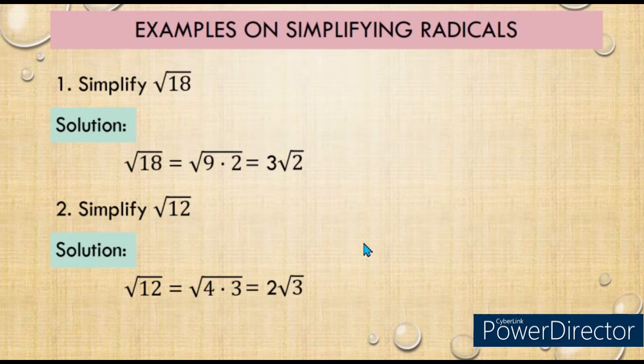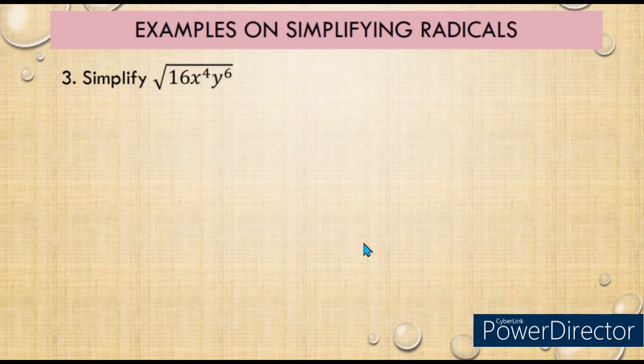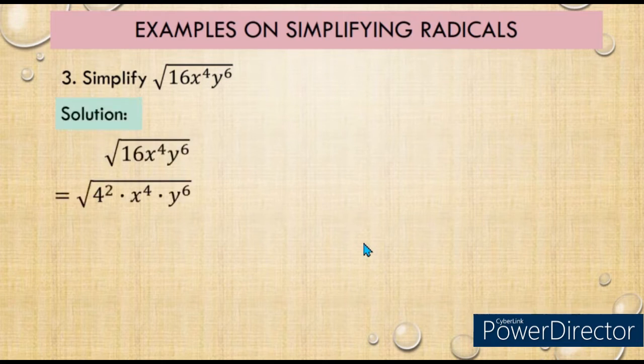Okay, so now let's proceed to example number 3. Okay, so we need to simplify square root of 16x raised to 4, y raised to 6. Okay, so we need to factor the radicand since the index is 2. Okay, so what do you think is the factor of 16? Okay, so we need to factor 16 as 4 raised to 2 and then times x raised to 4 times y raised to 6.